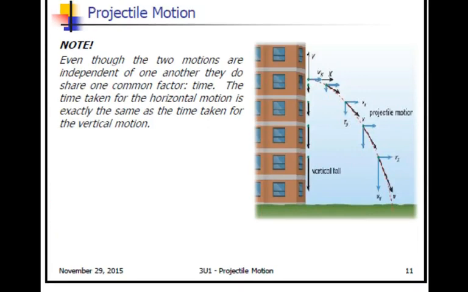Now, even though these motions are independent of each other, they have one factor that's common, and that factor is time. So I kind of gave it away a little bit there. Time is the same. So if it takes 10 seconds for something to fall, it also experienced that horizontal velocity for 10 seconds. So we can use that idea to find the range once we find out what the time of fall is, or the time of flight.